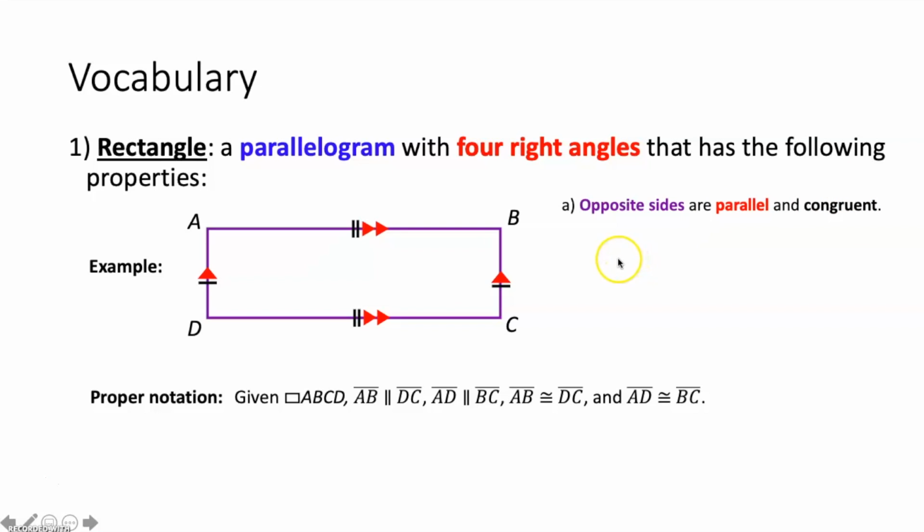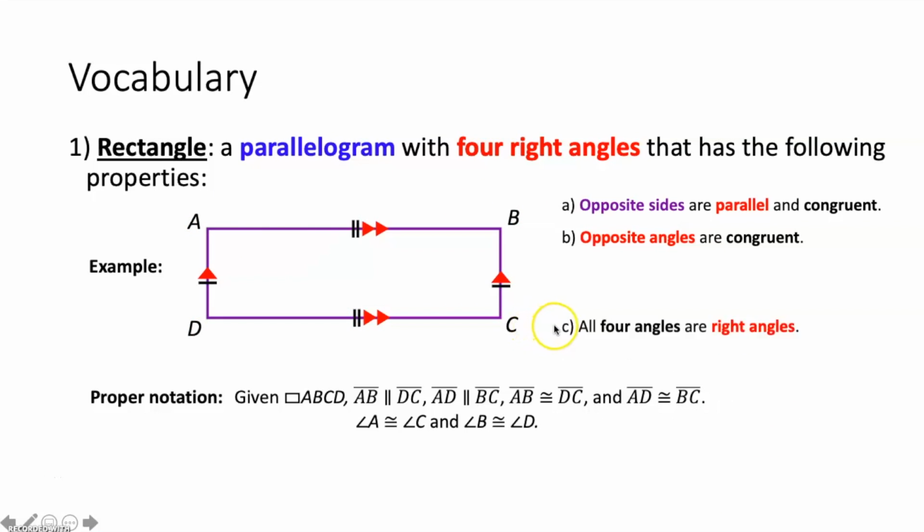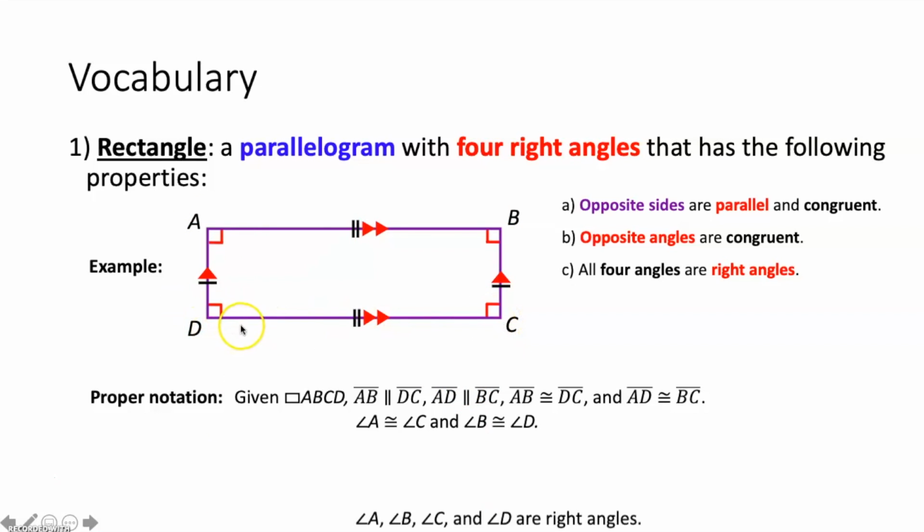The next property of a rectangle would be that opposite angles are congruent. So angle A would be congruent to angle C. Angle B would be congruent to angle D. On top of that, not only are they congruent, but all angles are right. Therefore, we know that angle A, angle B, angle C, and angle D are all right angles.